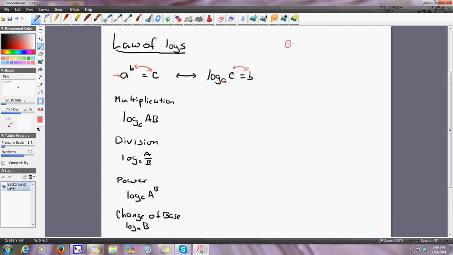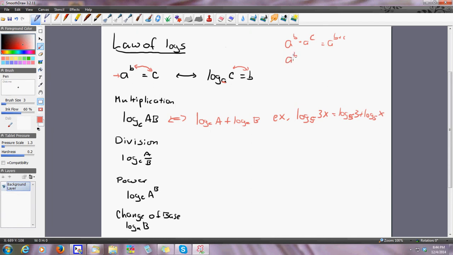Now, I hope you remember, if you have a to the b times a to the c, it's a to the b plus c. And the reason why that's important is because if you have log base c of ab, that's equal to the log base c of a plus the log base c of b. So, for example, if you had log base c of 3x, let's make that a 5: log base 5 of 3 plus log base 5 of x.